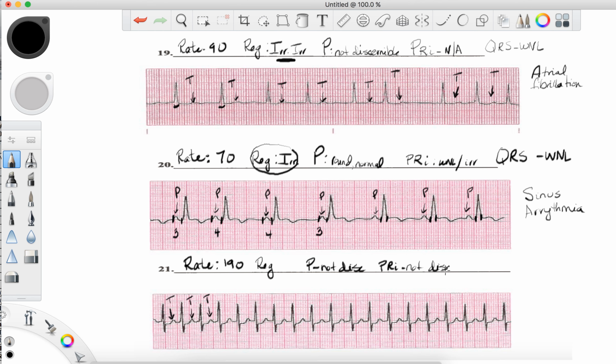But our QRS is within normal limits. And the big giveaway is that we have this rate. It's greater than 150. We can't make out any other features, so it gets the magic umbrella term of SVT, supraventricular tachycardia.